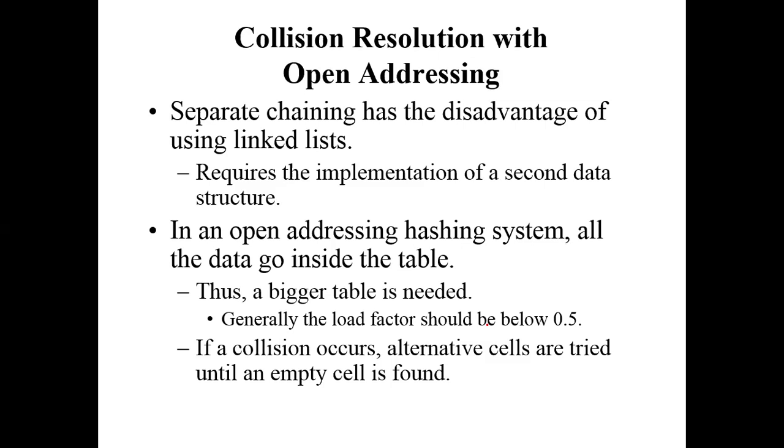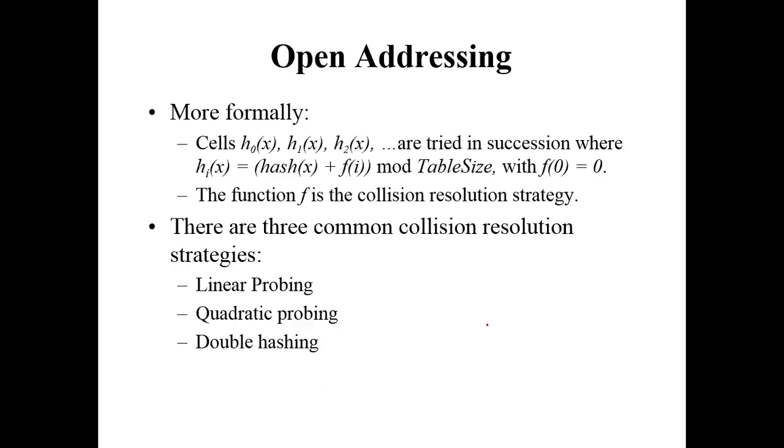Next is open addressing. The disadvantage of separate chaining is the linked list, whose implementation is a problem. So we go for the other option, the open addressing hashing system. Here you increase the table size, and generally the load factor value should be less than 0.5. There are three methods under open addressing: linear probing, quadratic probing, and double hashing.